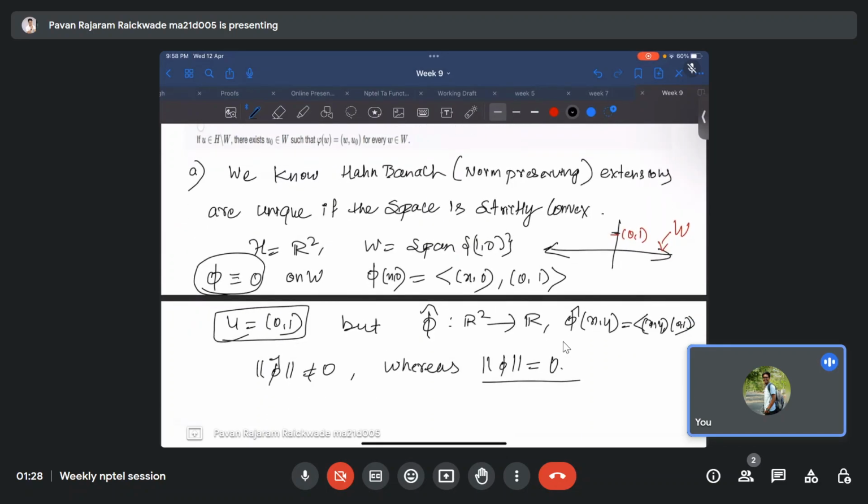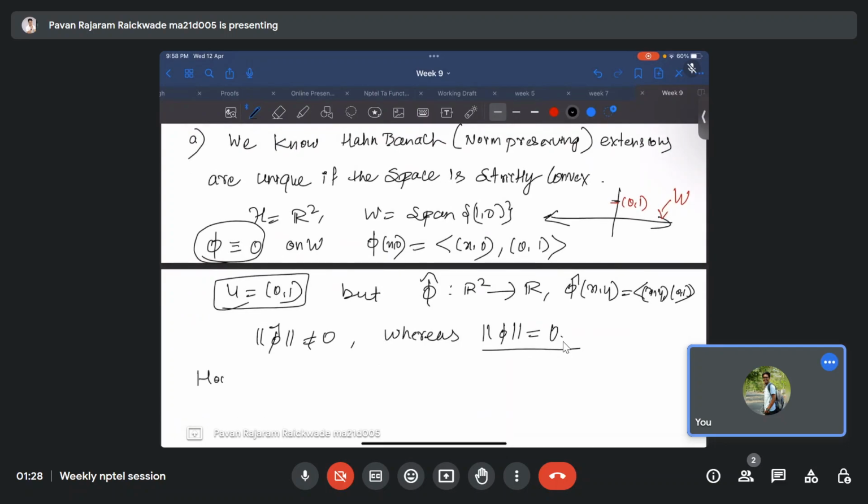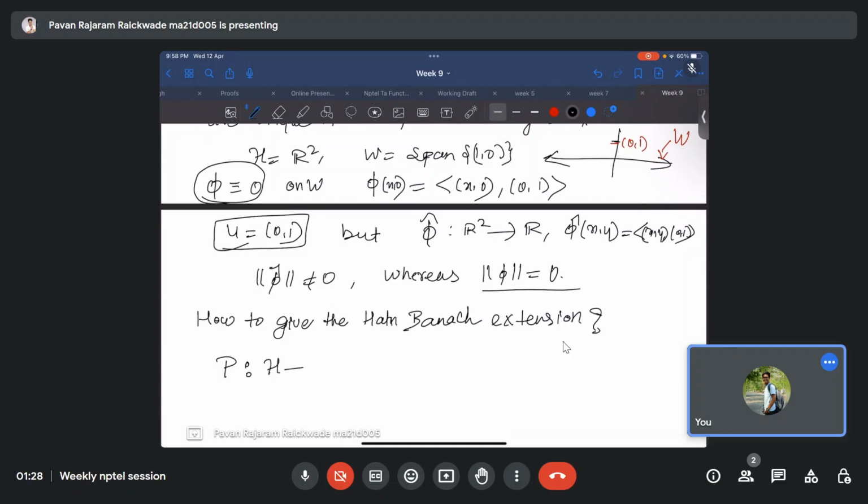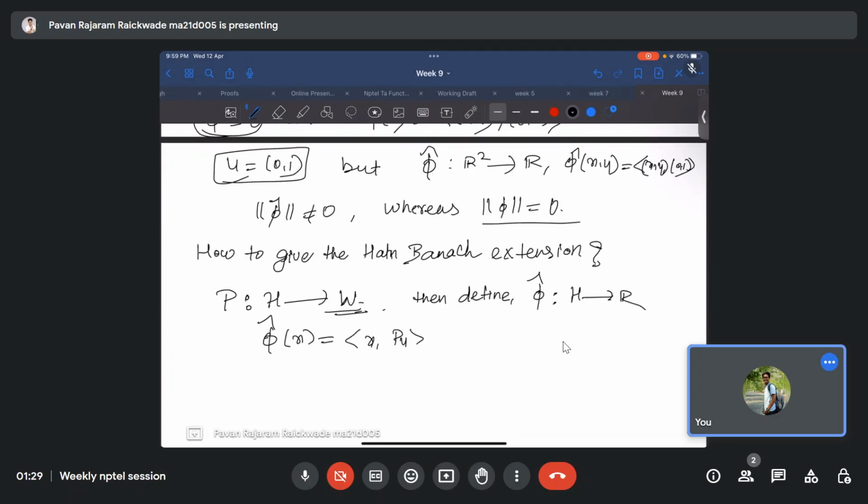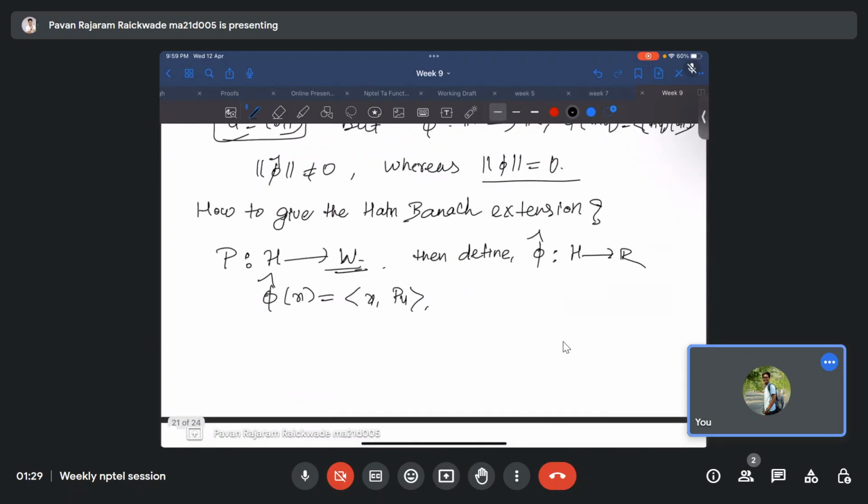So actually the extension is not given by that. How do we give the Hahn-Banach extension? What you do is you first take the projection onto that subspace W, then define phi tilde, or phi hat, from H given by phi tilde of x equals the inner product of x with Pu, where u was the element you already know. So now the claim is phi tilde is the Hahn-Banach extension of phi. Let's see.